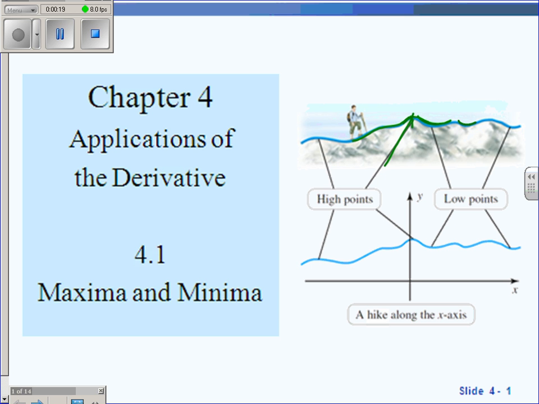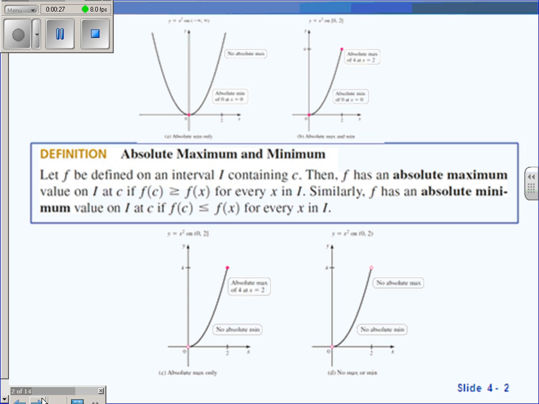Now there's other low points in here. You can have more than one low point. You're just looking for that low point, not necessarily the lowest point. So now when we want the highest or the lowest points, let's say f is a function defined on an interval I that contains the number c.